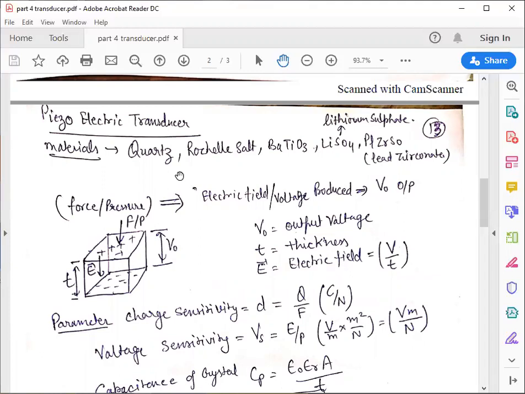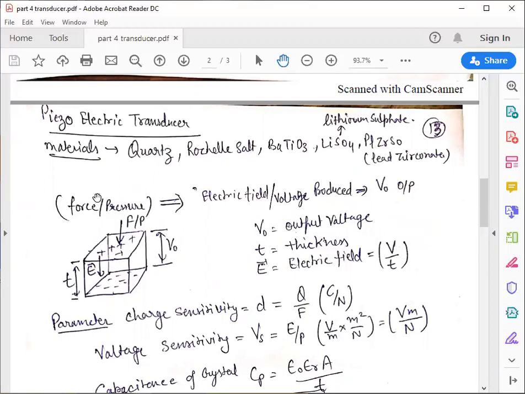If we apply force on piezoelectric materials, then they will produce an electric field. Various materials used for piezoelectric transducers are quartz, Rochelle salt, barium titanate, lithium sulfate, and lead zirconate. These are some examples of materials which are used for piezoelectric transducers. These materials have the piezoelectric property. It means when we apply force on them, their dimension will change, and as a result an electric field is generated between the surfaces of these materials.